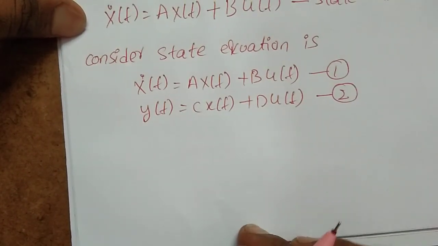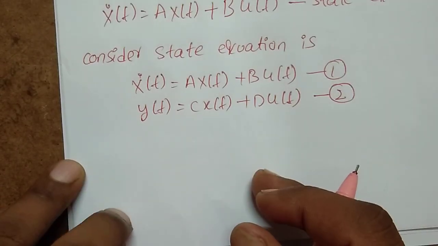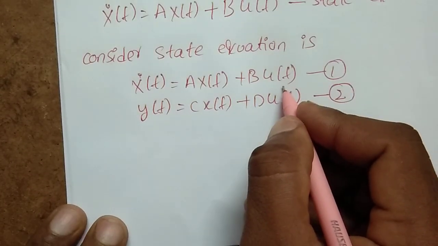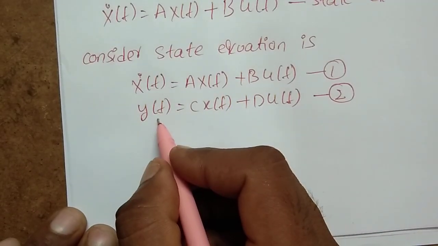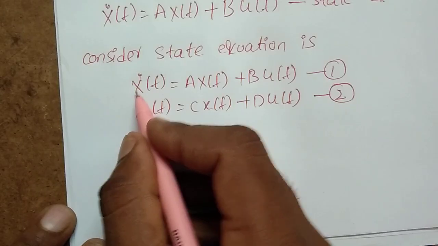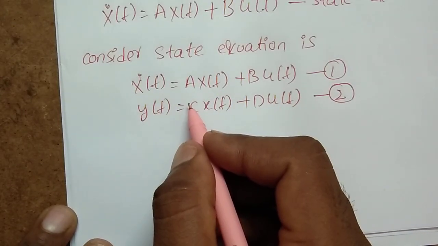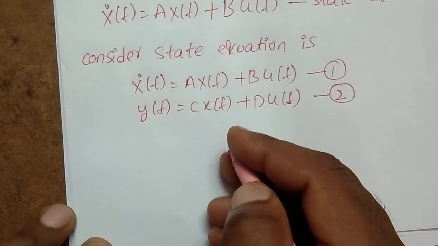How to draw the block diagram of the control system? Here u of t is the input, x of t is the state variable, y of t is the output, and x dot of t is the state equation. By using these relations, we can draw the block diagram. A, B, C, D are the constants.